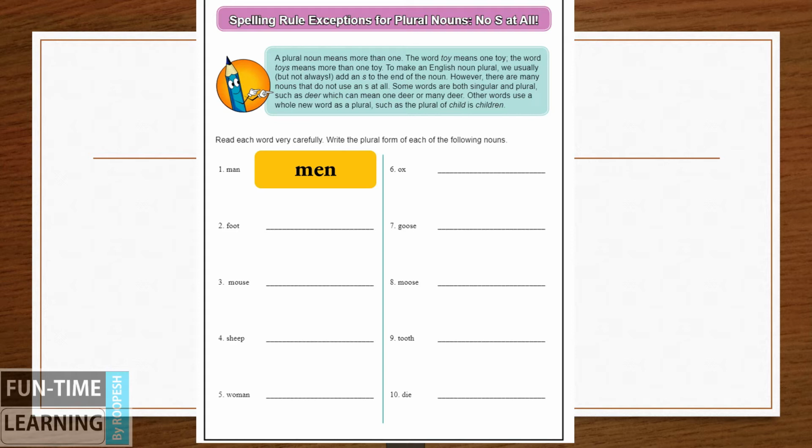Boy, boys is correct. But here we cannot use that. Instead, for man we use men, for foot we use feet, mouse, mice, sheep.